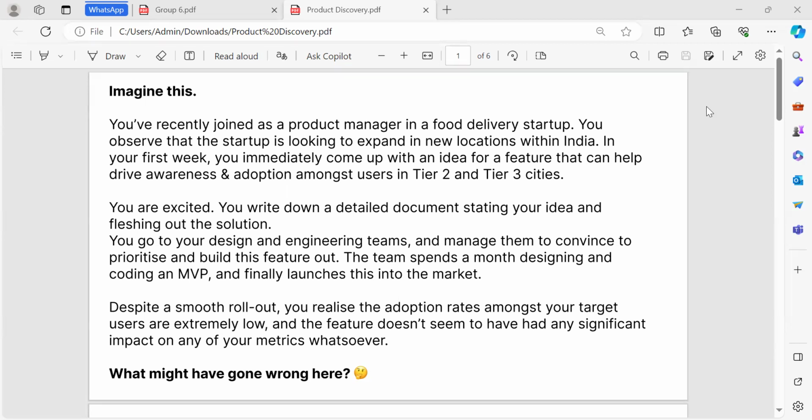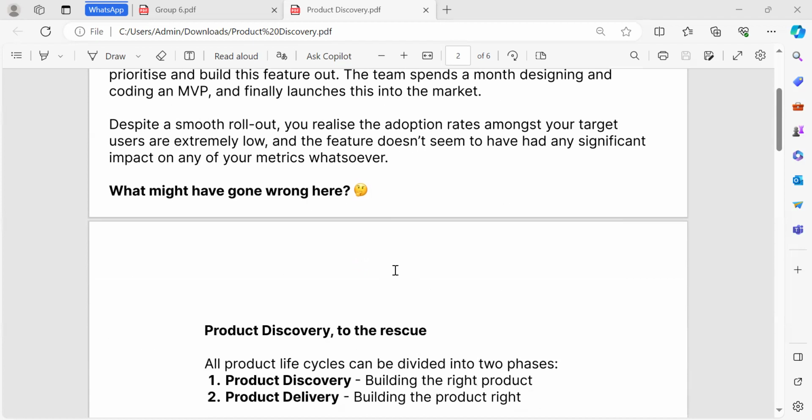But here's the case. Despite a smooth rollout, you realize the adoption rates amongst your target users are extremely slow. This is where it doesn't seem to add up. You thought that you had built a very good feature and that many people would be using it, driving adoption and awareness, but it didn't happen so. And this was evident through the metrics. So what, according to you, might have gone wrong at this point? You can take a minute and think about it, and you can comment it down also. So, let's get ahead.